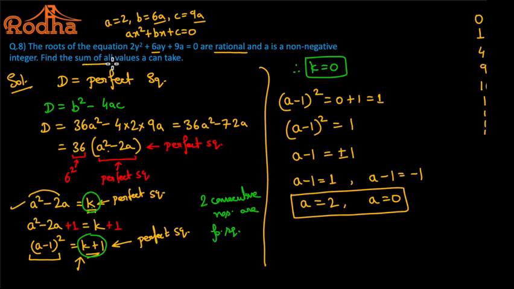We needed the sum of all the possible values a can take. So 2 plus 0 equal to 2 is the answer for this question. Okay, I hope all of you got this. This is how you should approach such a question. Chalo, next question, guys.